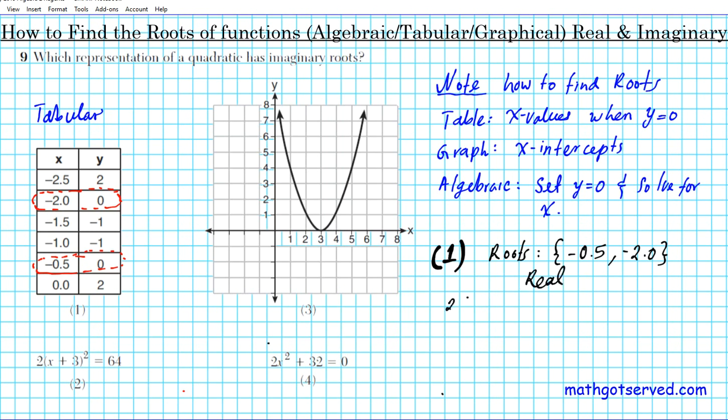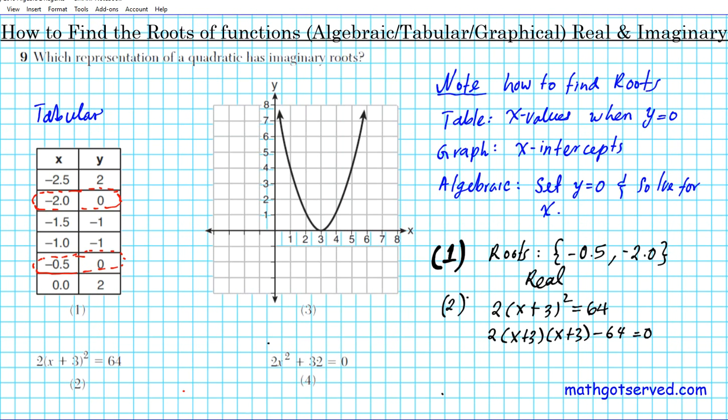Okay, option 2, we have 2 times the quantity x plus 3 squared equals 64. So this one is an equation. We have to find what the roots are for this equation. There's no y component here, so we're just going to solve this equation. We're going to set it equal to 0 and solve. To do that, we would multiply this out to x plus 3 times x plus 3, and in order to set it equal to 0, we have to subtract 64 from both sides. And then solve this equation.